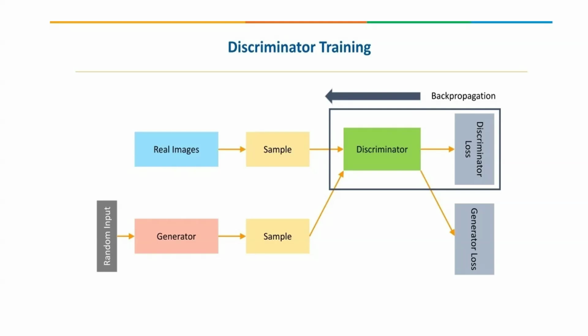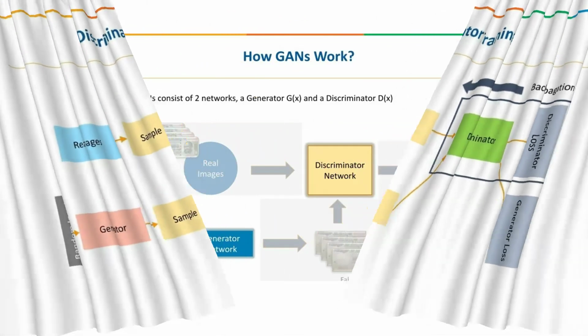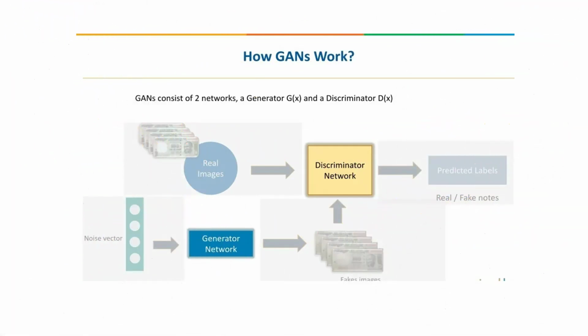In discriminator training, we have real images. We send the samples of the real images to the discriminator. Again, the generator model has generated some fake images. Based on that, it generates some discriminator loss. Let's suppose the discriminator loss in the first forward propagation is 0.83. Now its task is to minimize that loss by doing backpropagation.